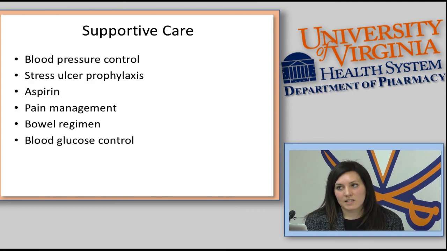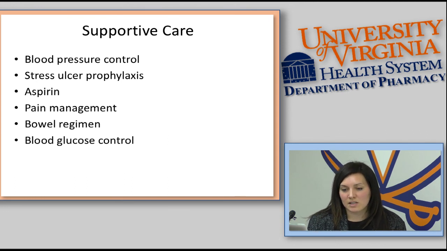So with all of those side effects that I've discussed, there are a number of other medications that you would expect these patients to be receiving as well. We call these our supportive care medications. This can include blood pressure control medications, stress ulcer prophylaxis medications, which would be those medications that reduce stomach acid, so for example Pepcid or Protonix. We use aspirin for prevention of blood clots from forming within the blood vessels where the donor organ was connected to the recipient's blood vessels. Pain management, especially in the post-operative period, bowel regimens, and blood glucose control.